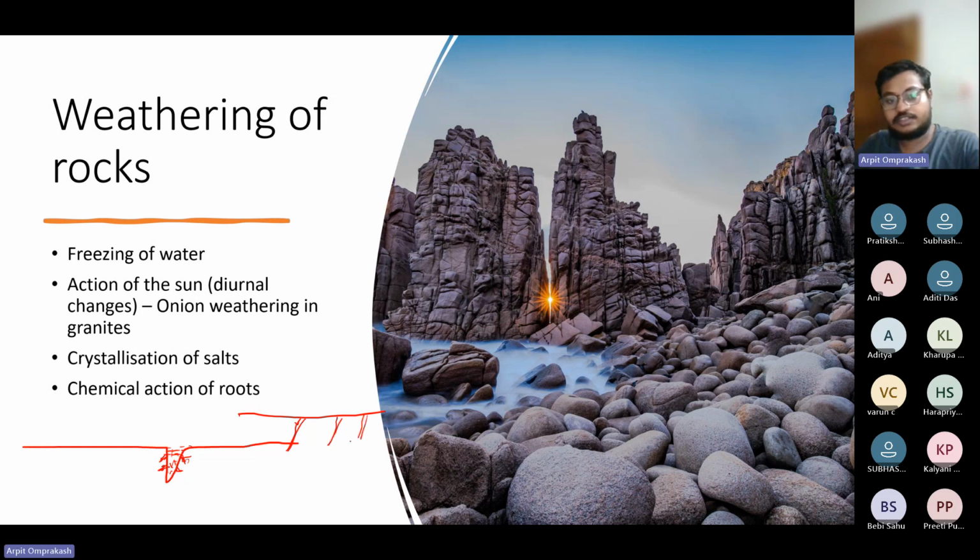Yeah. So these layer kind of things. We have one layer of rock here, one layer here, one layer here, and so on. And if you see this weathering happen in granite and all, it looks like these layer-like things are forming, one layer on the layer. So that's why this is also called onion weathering.